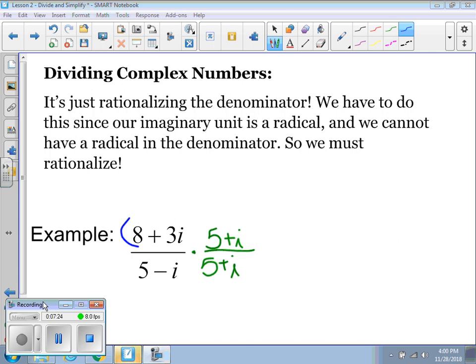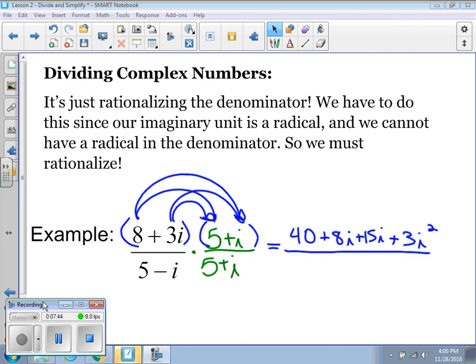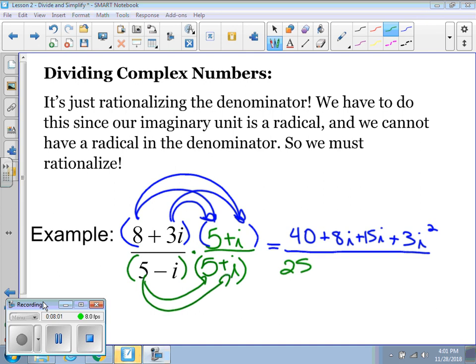So let's multiply that. So let's do our numerator first. 8 times 5 is 40. 8 times I is 8i. 3i times 5 is 15i, and 3i times I is 3i squared. Let's do the denominator, and then we'll worry about simplifying here. So, because we're multiplying by the conjugate, we should know that our middle terms are going to cancel. So we're going to be left with no i's. Well, let's just work it out so we can see it. 5 times 5 is 25. 5 times I is 5i. Negative I times 5 is negative 5i. And negative I times I is negative I squared.